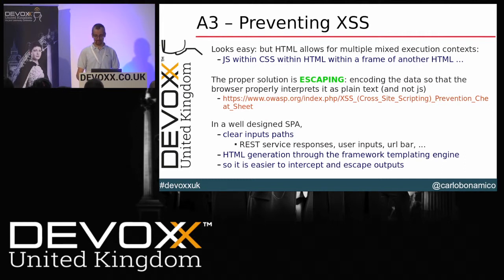The solution is escaping, so applying some transformation that tells the browser that this text must not be interpreted as JavaScript to be executed. In a single-page application, if you do a proper design, the logic and the data are very well separated from the user interface. And so your framework uses a templating engine, like template expressions in Angular or Underscore in Ember, and it has a single place where escaping can happen. And this is a good thing.